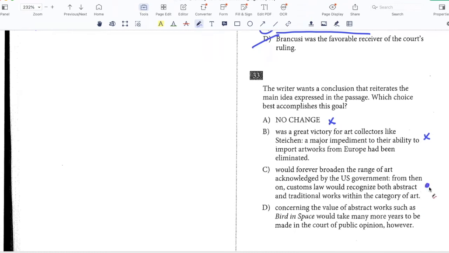So this is the best answer in the context of the main aim of the passage, which was the fact that right in the first paragraph, we saw that more than an arresting sculpture, it changed the way the US government viewed art. So I like C. The decision concerning the value of abstract works such as Bird in Space would take many more years to be made in the court of public opinion, however. So again, this is not a good conclusion because the passage is not about public opinion. The passage is about the US government's view. So the best answer is C.